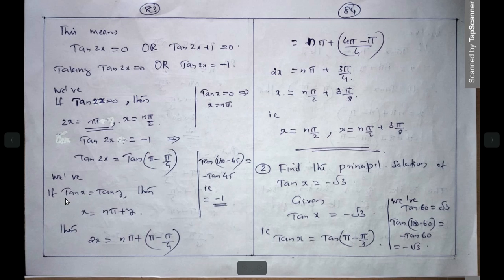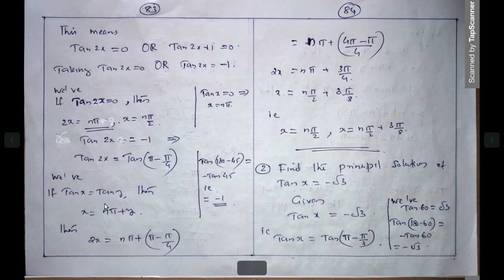So we have, if tan x is equal to tan y, then x is equal to n pi plus y. We learned this by heart from previous pages. Okay. So here tan 2x is equal to tan pi minus pi by 4. So 2x is equal to n pi plus y, and instead of y here pi minus pi by 4. So by cross multiplying, after simplification we got x is equal to n pi by 2 plus 3 pi by 8.